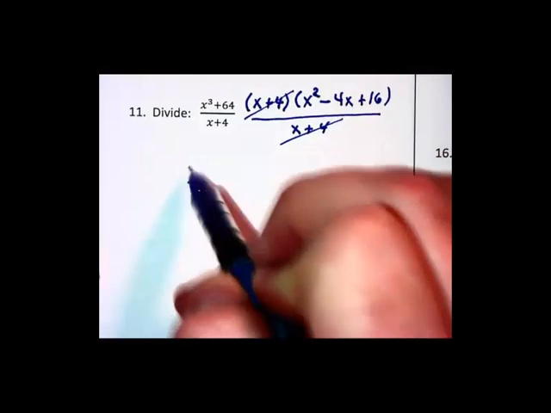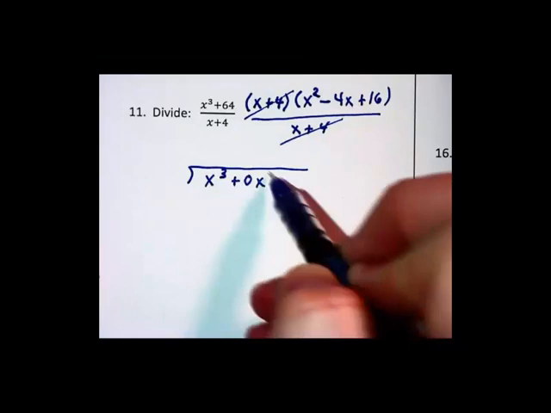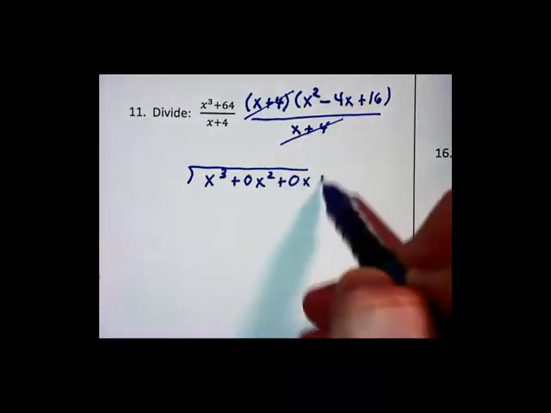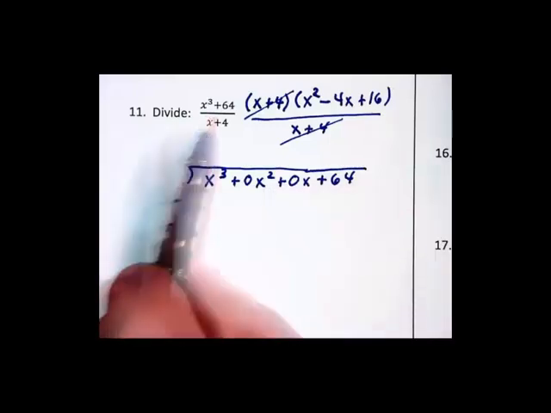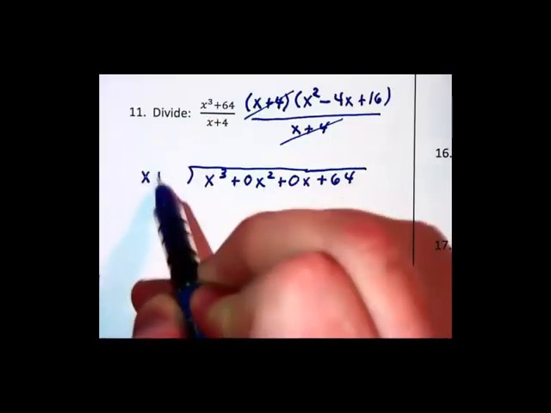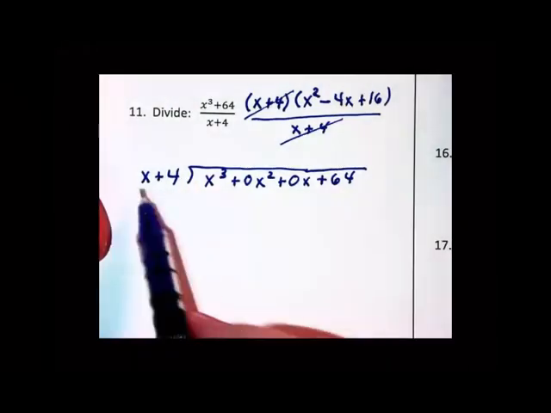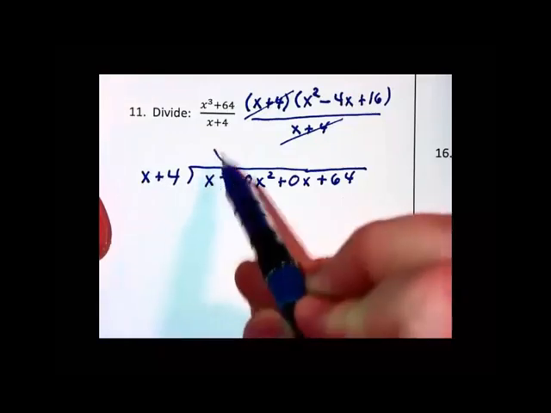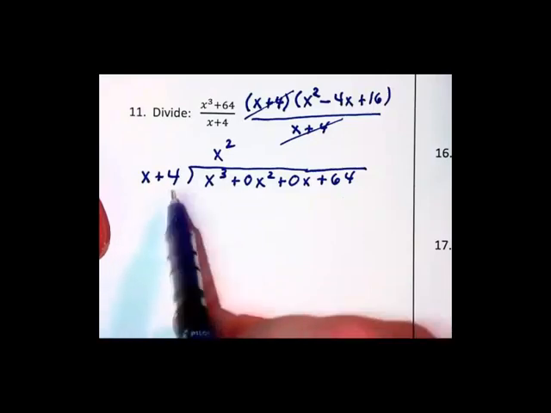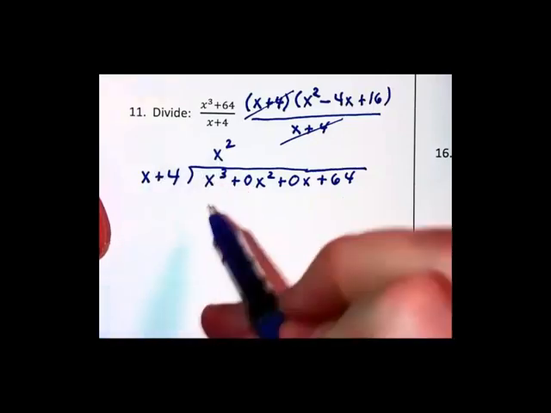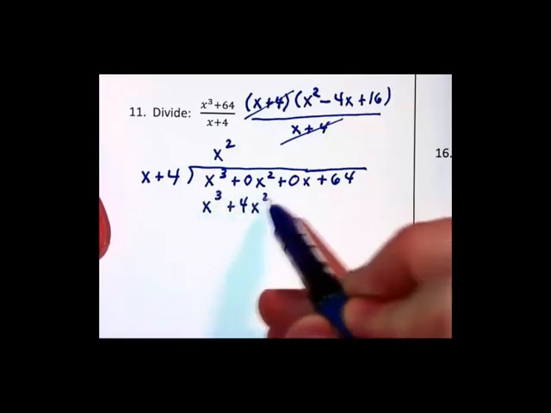We'd have to take our x to the third plus 0x squared plus 0x plus 64. Notice I'm inserting these 0 terms because we're skipping over positions in the descending order of exponents. And then doing our long division, x goes into x to the third, x to the second times. We ignored the 4 for the questioning purpose, but the 4 is now there for the distribution of x squared times the x plus 4, giving us x to the third plus 4x squared.